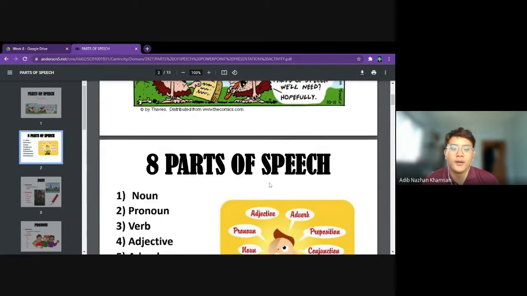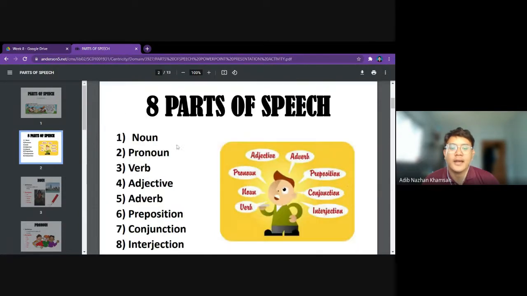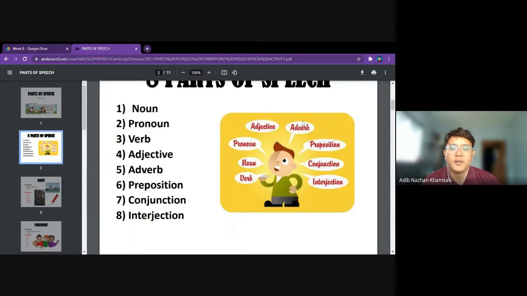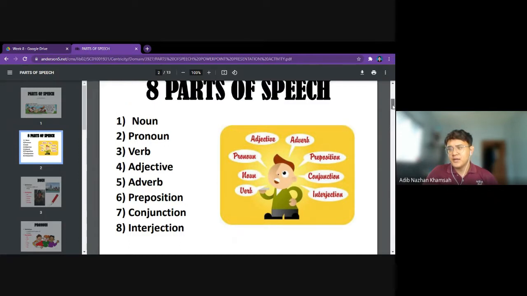Let's go one by one. So these are all the 8 parts of speech. Remember: noun, pronoun, verb, adjective, adverb, preposition, conjunction, interjection. I know that you might feel overwhelmed by all of these names, but once we go through them one by one, you will think, oh, I have learned this before in school. So this is just a very simple revision, English basics for you.